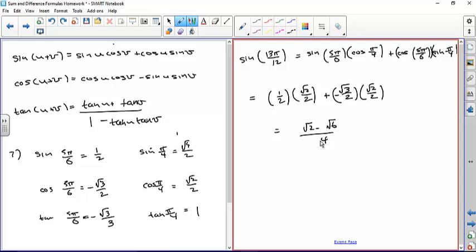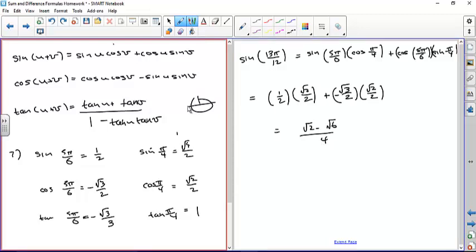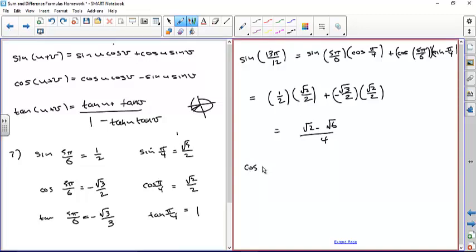So where's 13 pi over 12? Well, 13 pi over 12 is right here, because pi is 12 pi over 12, so it's just slightly down from this. So the cosine is negative and the sine is negative, so these both should end up being negative, and consequently the tangent should be positive.